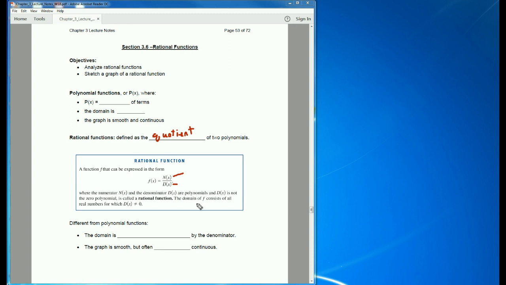And it's different because the domain is not all real numbers. It consists of all real numbers for which the denominator is not equal to 0. Of course, you can't divide by 0. So therefore, they're quite different from polynomial functions because the domain is restricted by the denominator. Again, you cannot have the denominator equal to 0. Because of this, the graph is still going to be smooth, but often not continuous.